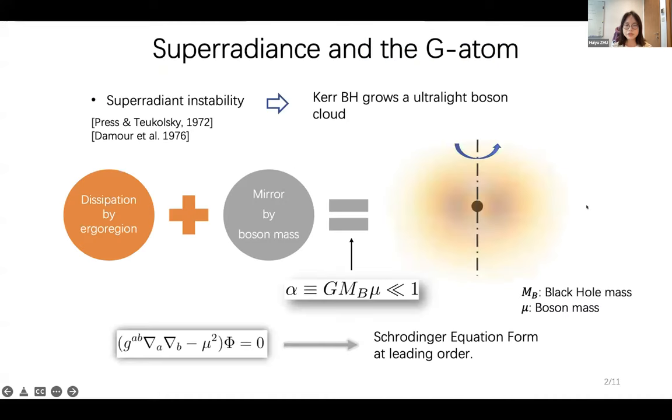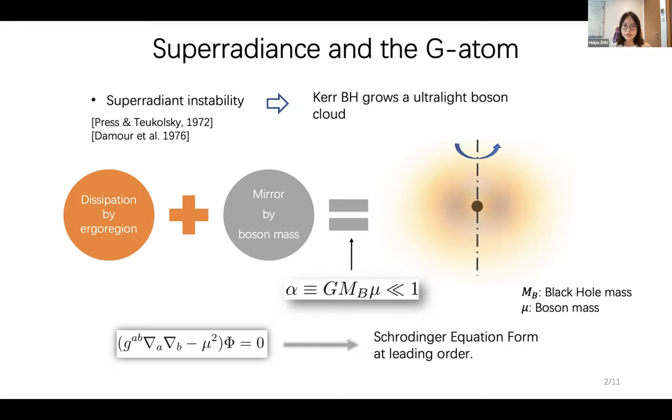To start with, I want to first introduce what superradiance is and what a gravitational atom is. Superradiant instability means that a Kerr black hole can grow an ultralight boson cloud around it, because the ergoregion of the Kerr black hole can amplify the incoming wave, and the small mass of the boson field can act as a natural mirror to reflect the outgoing wave back to the ergoregion and make it amplified again. So in the end, there will be a cloud of bosons generated by the Kerr black hole. Because of the gravitational effect, it will be confined around the black hole. The cloud and the black hole can together be regarded as a gravitational atom.